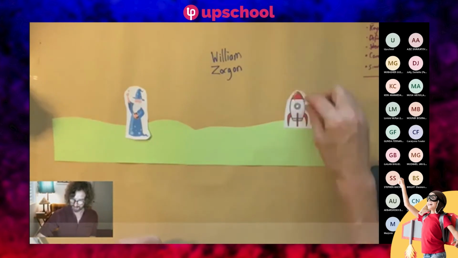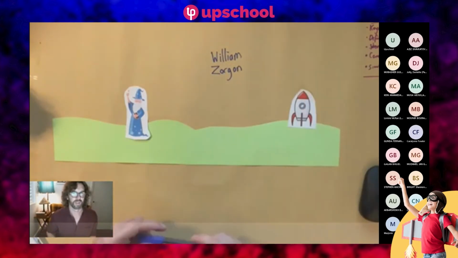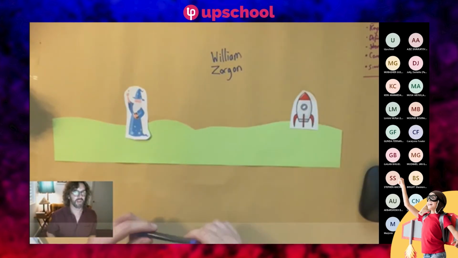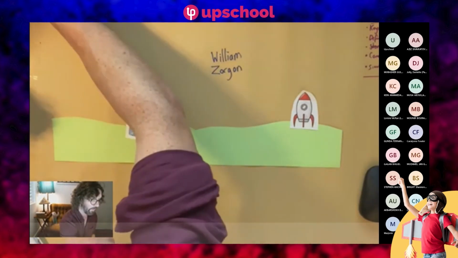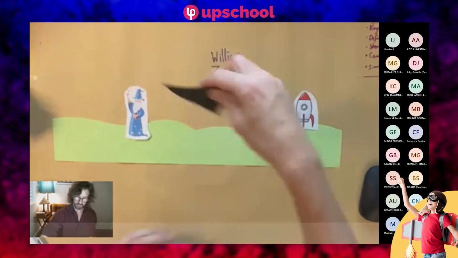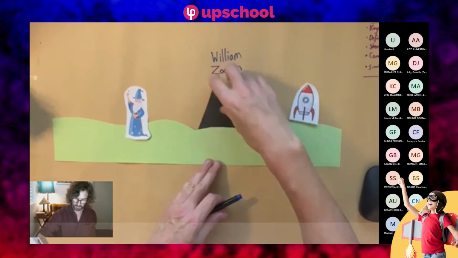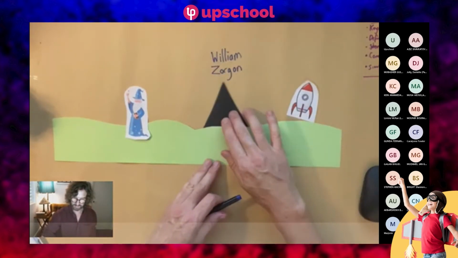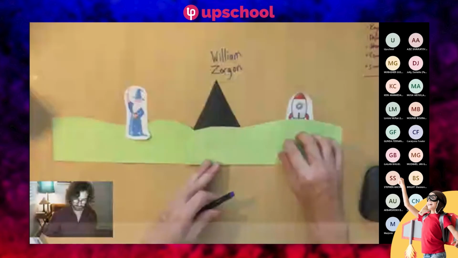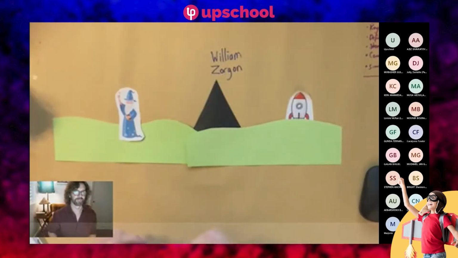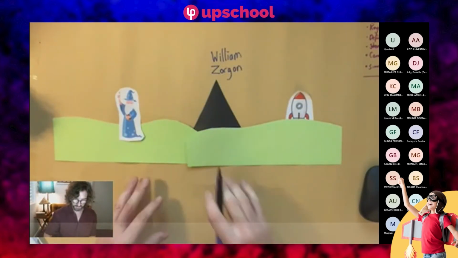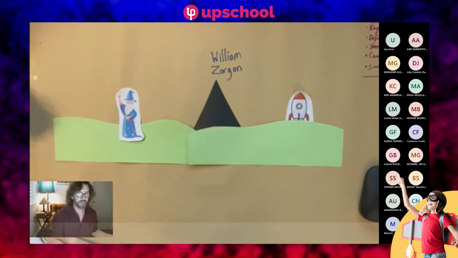Here is his rocket ship. His rocket ship was very far away, and William the Wizard simply couldn't spot it because there were some things in the way. There was a very big mountain blocking his view. And here's the mountain. Poor old William.